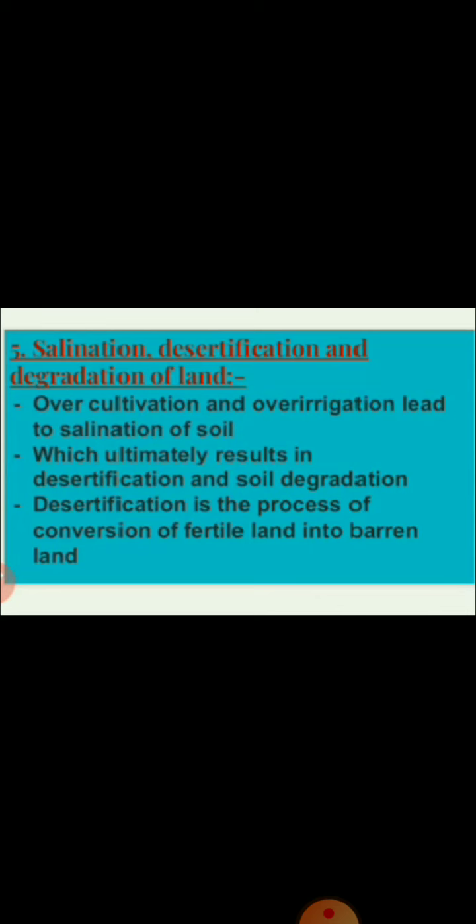In rural environmental issues, we have talked about poor sanitation, conversion of farmlands into residential lands, lack of drainage facilities, indiscriminate use of pesticides and fertilizers, and the last is salination, desertification, and degradation of land.